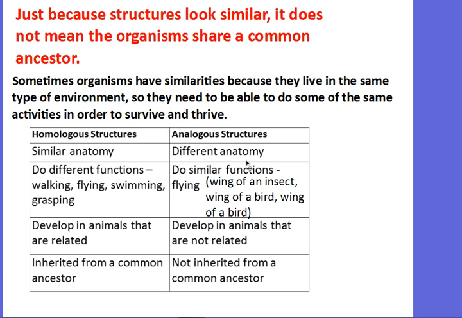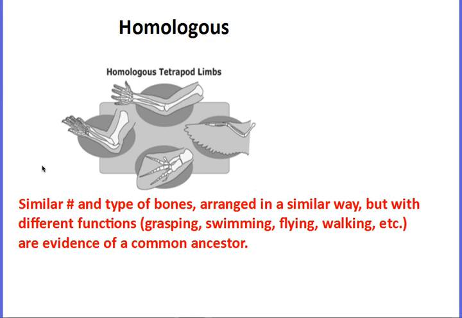You have to look at the anatomy. If they have similar anatomy, then there could be a common ancestor. For example, these are homologous tetrapod limbs. Tetrapod means it's coming from something with 4 limbs. There's a similar number and type of bones. They're arranged in a similar way, but they have different functions for grasping, swimming, flying, walking, etc. These are evidence of a common ancestor. The anatomy is similar, they're arranged in a similar way, they have different functions, they're evidence of a common ancestor.